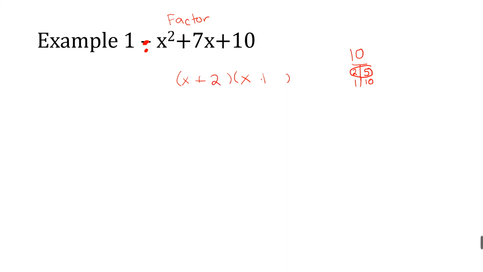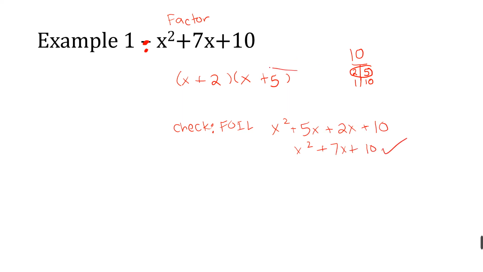x plus 2 and x plus 5. I can check my answer by FOILing. F-O-I-L. The first terms are x squared, the outer terms 5x, the inner terms 2x, and the last terms 2 times 5 is 10, and I get x squared plus 7x plus 10, which was my original question. So I got it right, so this is my final factored answer.